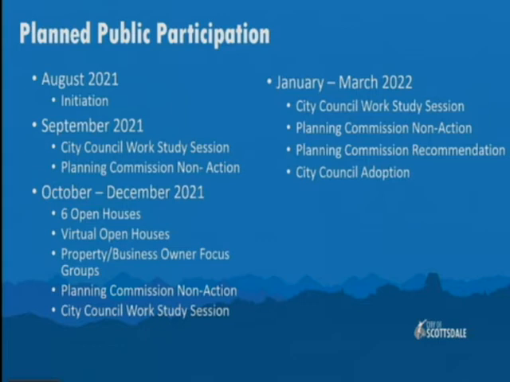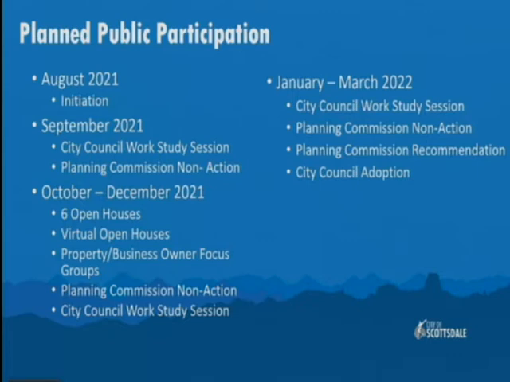So what is that planned public participation that we're anticipating at this point? Again, we're in front of you tonight for possible initiation. Our next session with you would probably be in September on the 21st with a City Council work study session, followed shortly by a Planning Commission non-action session, which is similar to a work study session. Then we would proceed into our public outreach phase, which is October through December is what we're anticipating.